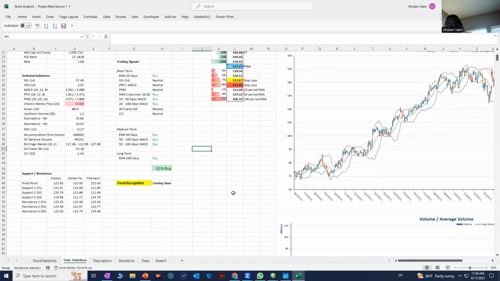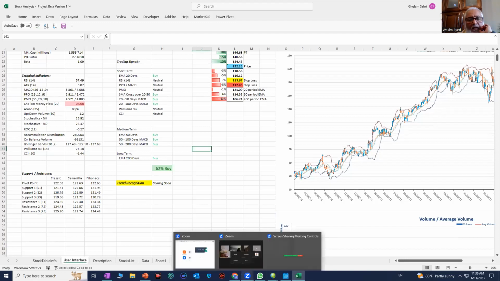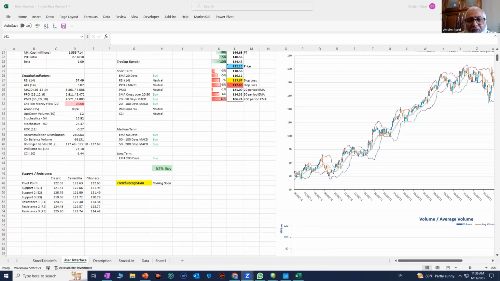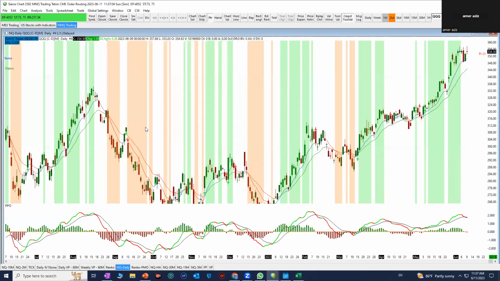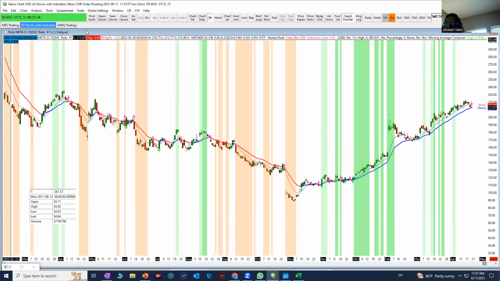Wasim, you want to show something? Yeah, if you allow me, I just wanted to show one thing. Before you go to Wasim, can we just look at Coke in yours? I want to see what the system says about Coke. Where do you want to see it, in the Excel or over here? Whatever gives the best indicator. What is the symbol COKE?